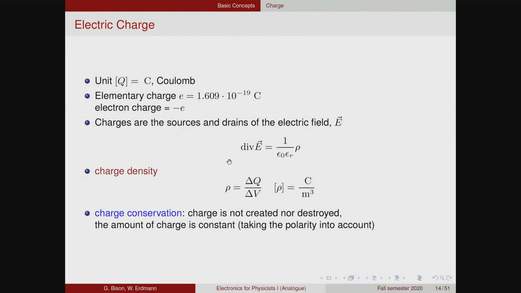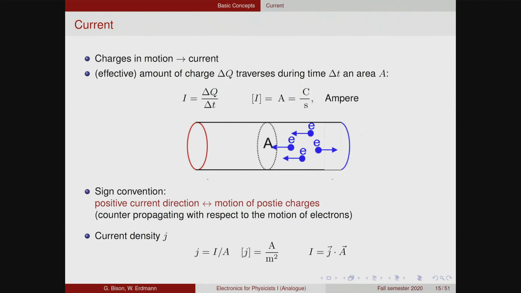No, good. Important is the charge density, which is the source term of the electric field. And we have charge conservation. Charge is not created or destroyed, at least not in the experiments we do. So charge is constant in everything we do. And of course, we have to take polarity into account. Okay, let's come to current.